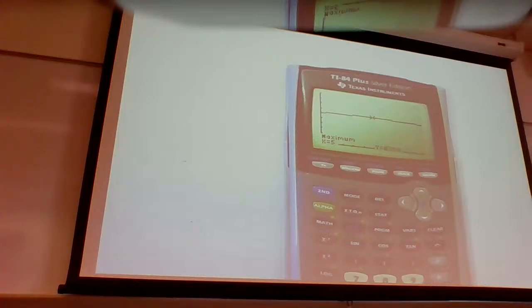It's just practice, practice, practice. When we start doing chapter 2, I'm going to say, find the maximum. I'm not going to say, second, trace, 4, left, right, yes. You have to know how to do it. You okay? Practice, practice, practice.